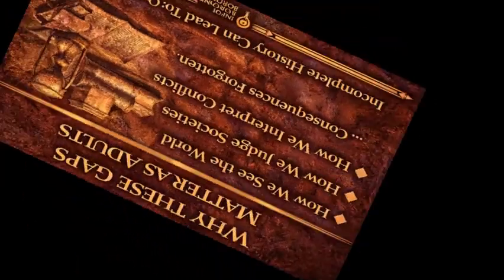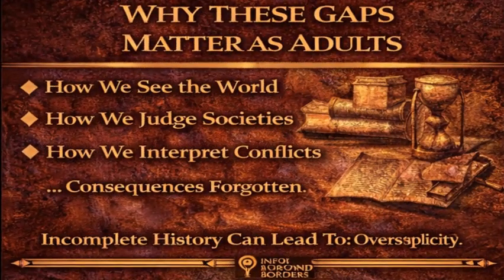The way we understand history shapes how we see the world, how we judge societies, how we interpret news and conflicts. Incomplete history can lead to oversimplified thinking, cultural misunderstandings, false assumptions. When adults rely only on school history, they may struggle to understand why different groups remember the same event differently, why historical debates still matter today, why perspectives clash. History is not just about the past. It influences the present.